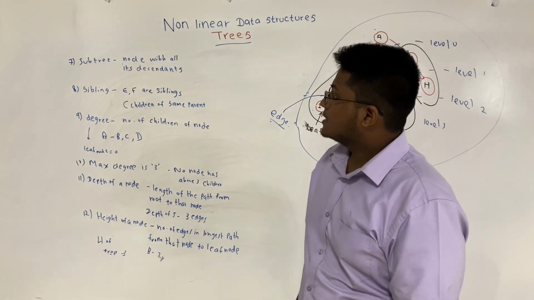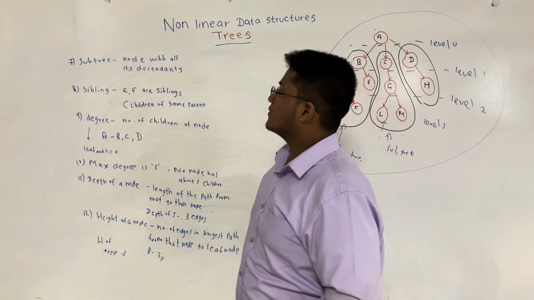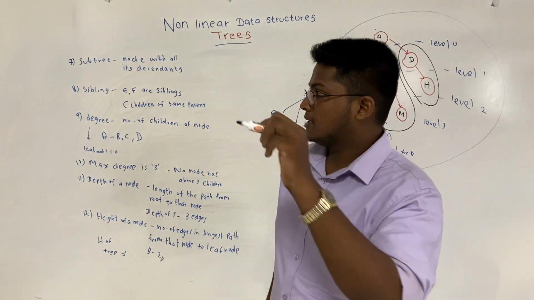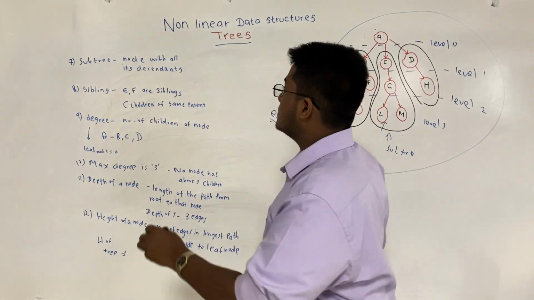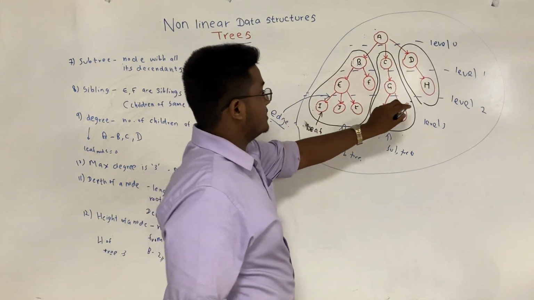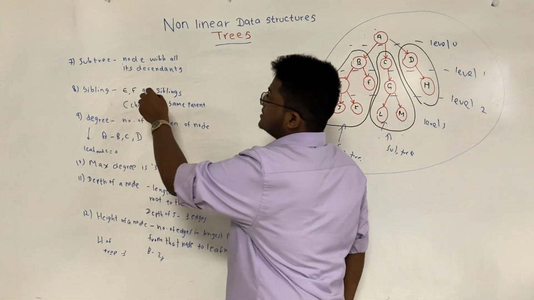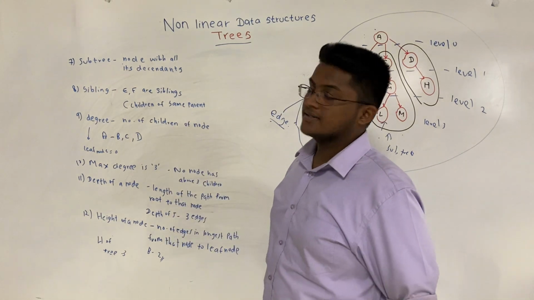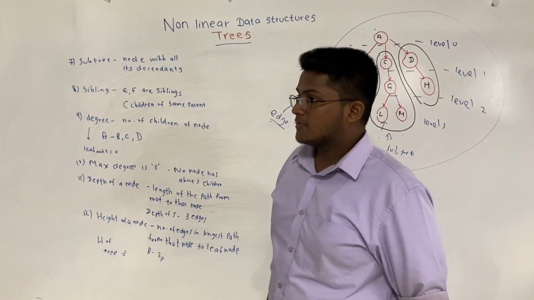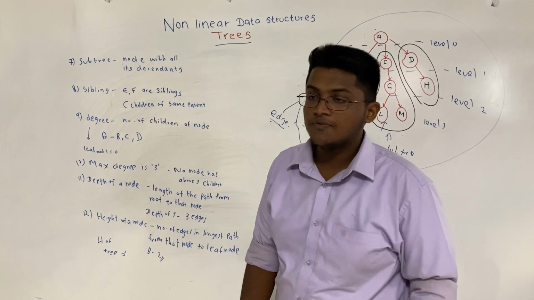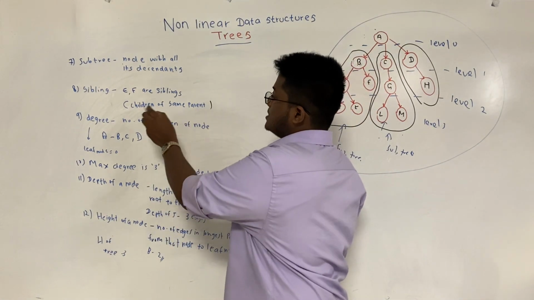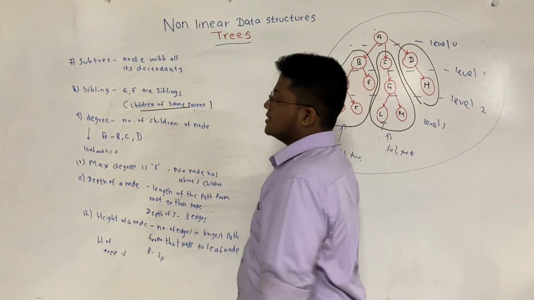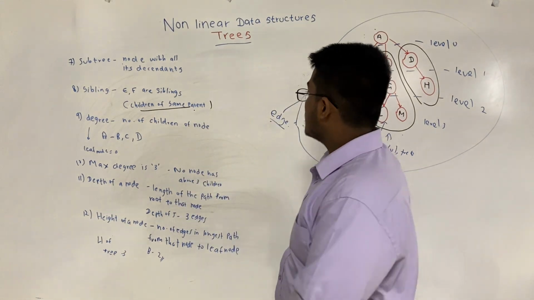Okay, guys. Now next we will move on with the, and I talked about in subtree. Subtree means these are the subtrees, and a subtree is not with all its descendants, right? And when we move to siblings, what is meant by siblings? Siblings is the children of the same parent.